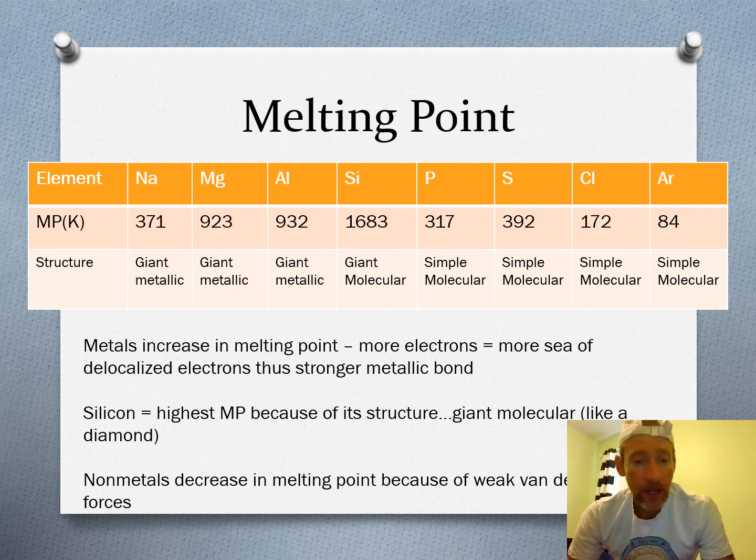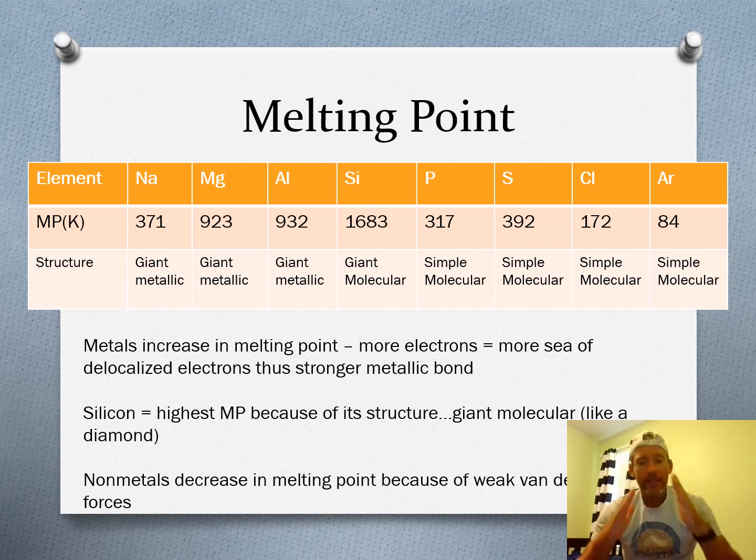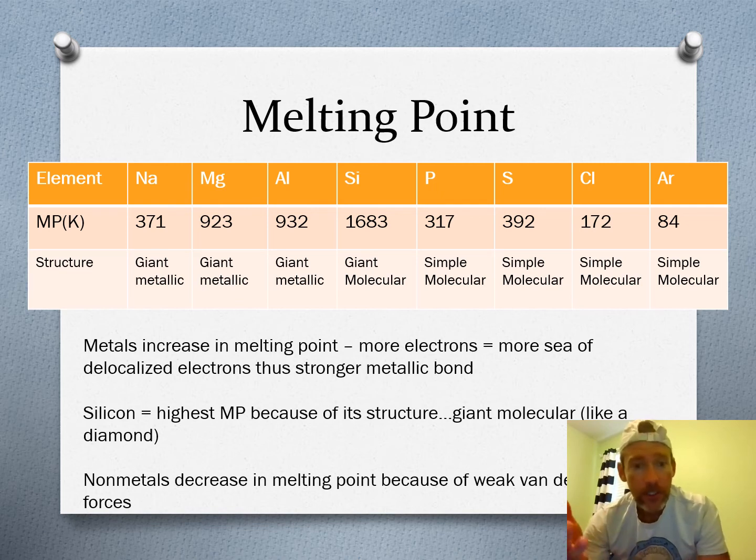They're very high. They're the highest of all. So it's kind of like a pyramid, where silicon is the highest one, and they all go down from there. You can notice that aluminum is high, magnesium is a little lower, and sodium is the lowest metal, where phosphorus and sulfur are kind of the same, but it goes up a little bit. We'll get to why. And then chlorine drops down, and argon's all the way down.